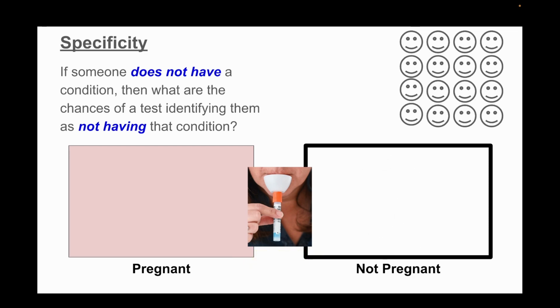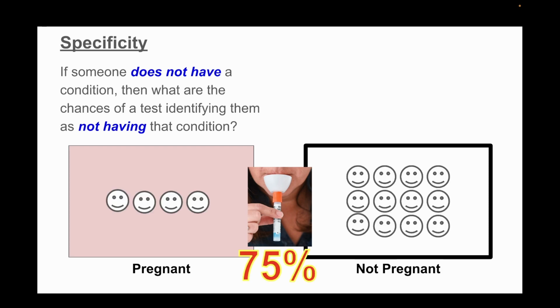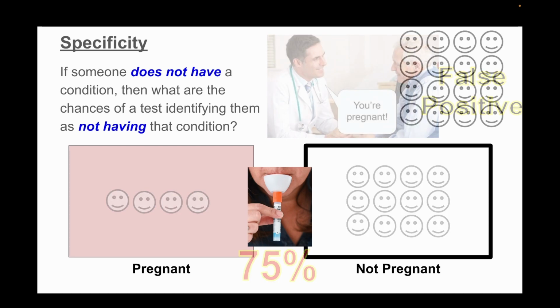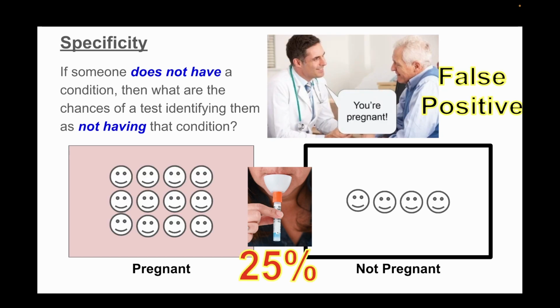Okay, what about another case? In this scenario, the specificity would be 75% because the test correctly placed 12 of the 16 non-pregnant women in the not pregnant category. These 4 individuals are what are referred to as false positives because they received a positive result which is false. Okay, what about another? In this scenario, the specificity would be 25% because the test correctly placed 4 of the 16 non-pregnant women in the not pregnant category.